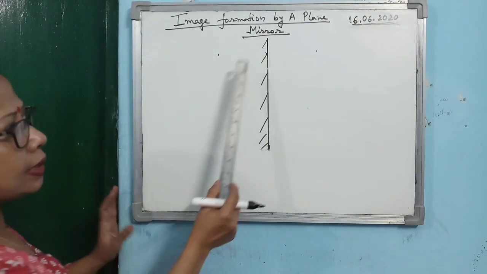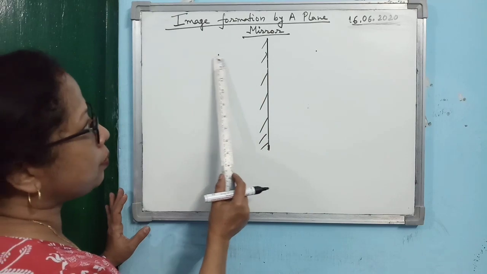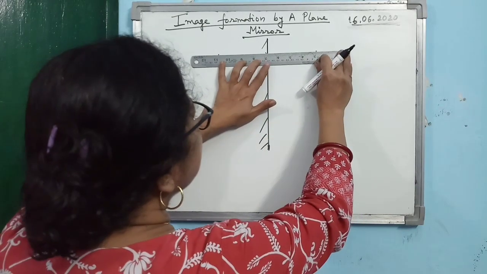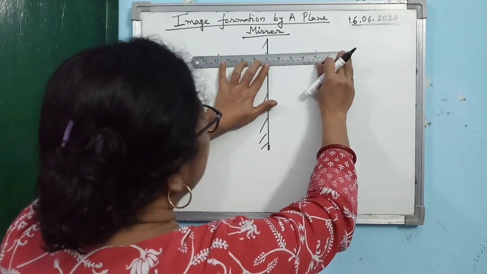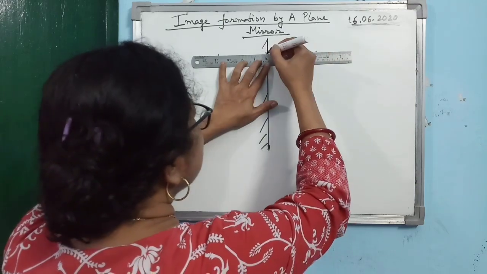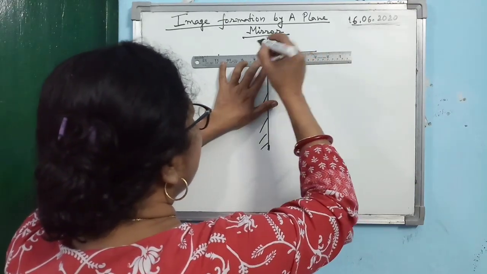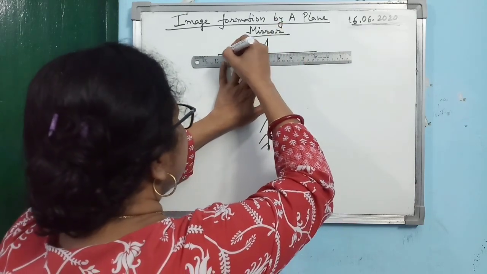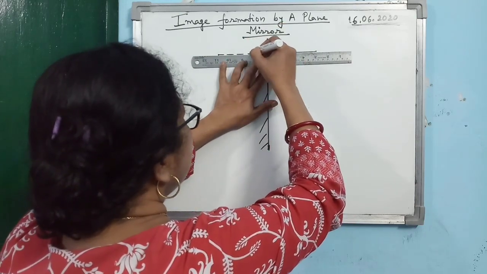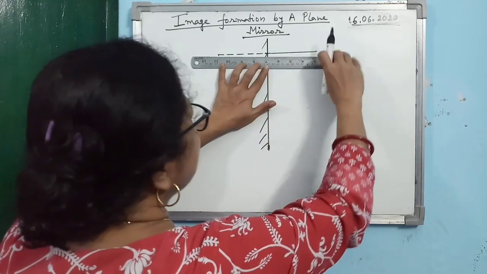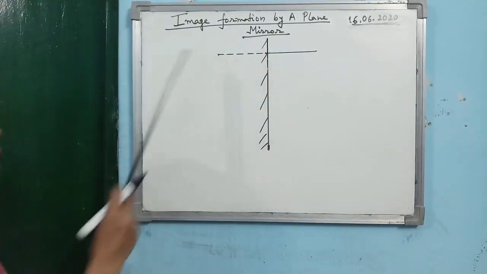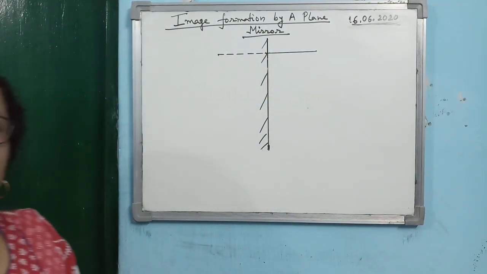So how much is the distance I have said to take? It should be along the same ruled line. And then mark the point, and not only that, you join it. How will you join? Just follow the instruction. In front of the mirror it will be a solid line, and behind the mirror it will be a dotted line.